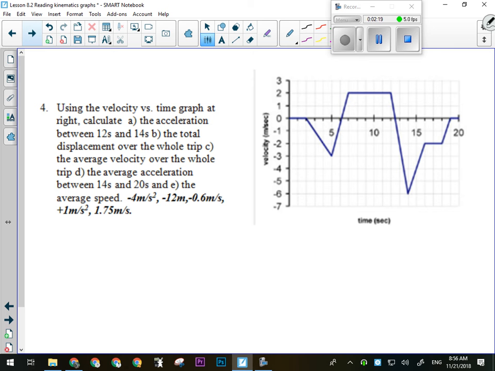So we have a velocity versus time graph here. What's happening between 0 and 2 seconds here? Nothing. It's actually stopped, because its velocity is 0. And then what's happening between 2 seconds and 5 seconds? It's accelerating negatively. And then between 5 seconds and 7 seconds, it's accelerating positively.